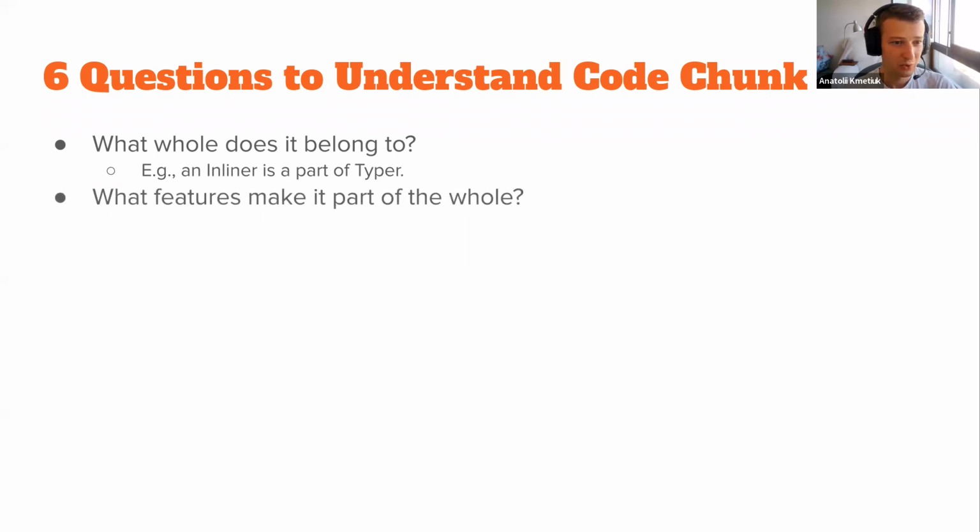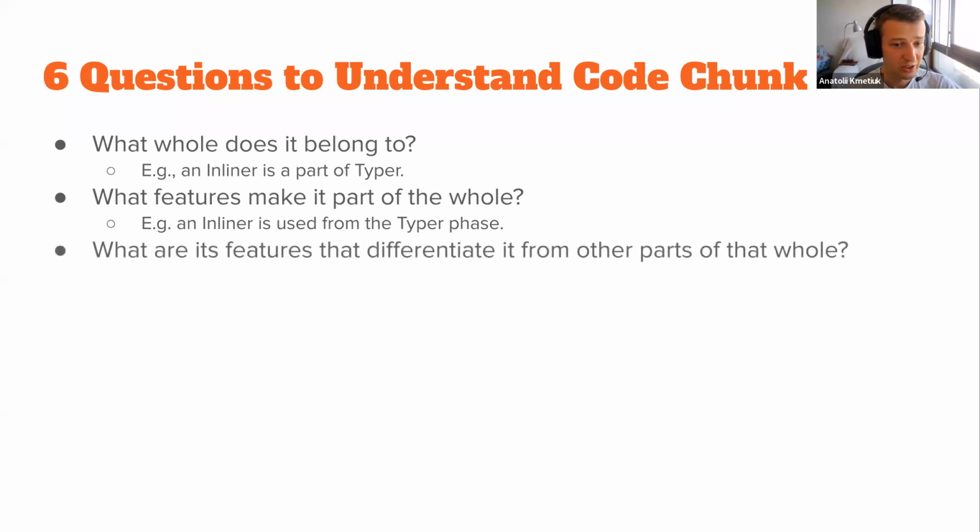Then to check your reasoning about determining the place of the component in the bigger picture, the bigger organization of things, I would ask myself, why do I think that it is a part of the typer, of that whole? Like what features make it a part of that whole? And for the inliner, we can say that because it is used from the typer phase, we say that it is part of the typer. And by the way, I'm going to give you first all the questions that I ask, and then we are going to apply them together to the code base in question to see how they work in practice.